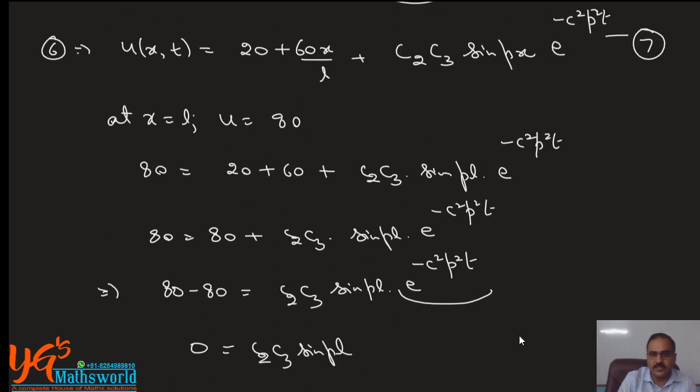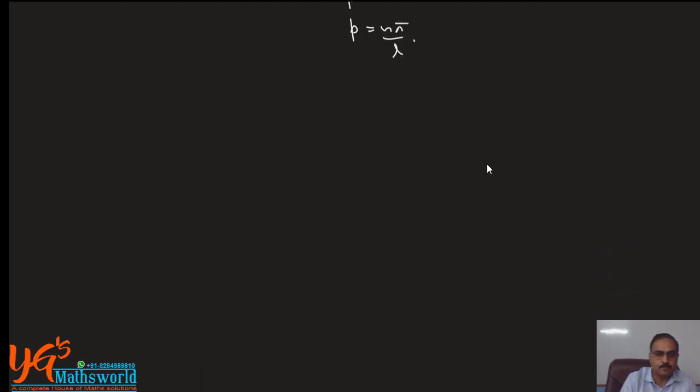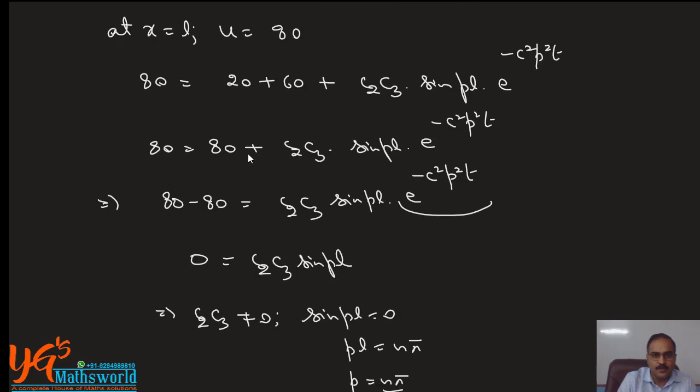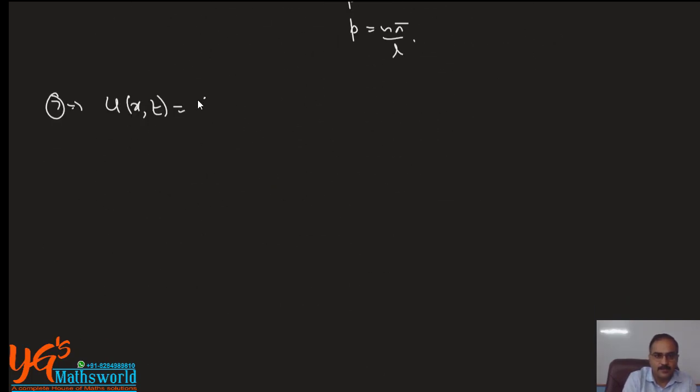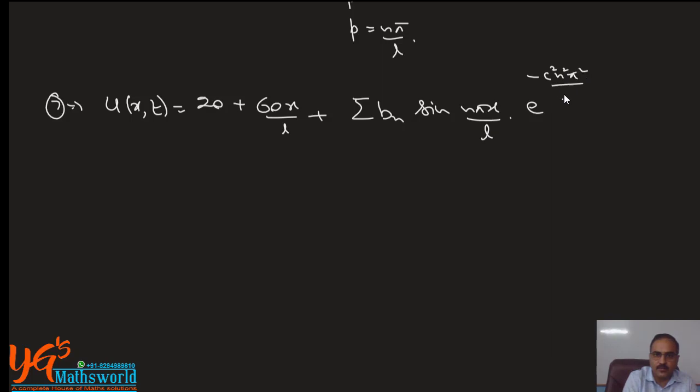Now I need to substitute the value of p equal to n pi by L in equation number 7. So 7 reduces to u(x,t) is equal to 20 plus 60x/L plus c2 c3, that is what? That is summation Bn sin(n pi x/L) into e^(-c² n² pi² t/L²), and that is our equation number 8.